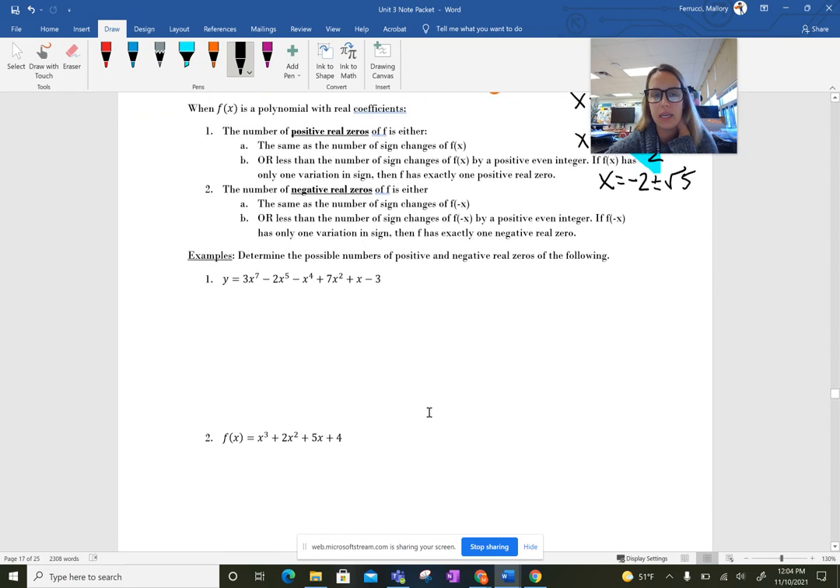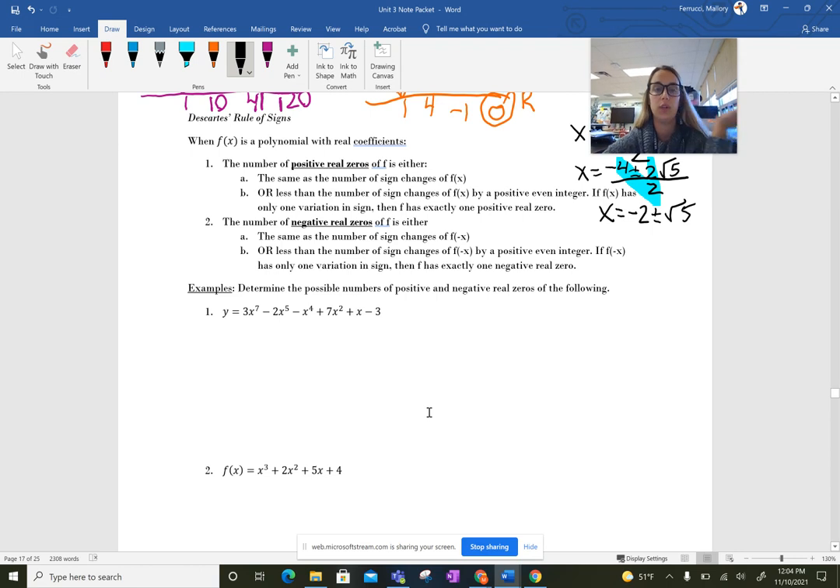The last itty bitty part that we're doing here is Descartes' rule of signs. So when you have your function, just your function as it is, what you're going to do to find the number of positive real zeros is count the number of sign changes, and it's that number of sign changes or 2 below that or 2 below that until you get to either 1 or 0. Okay, so here's what I mean.